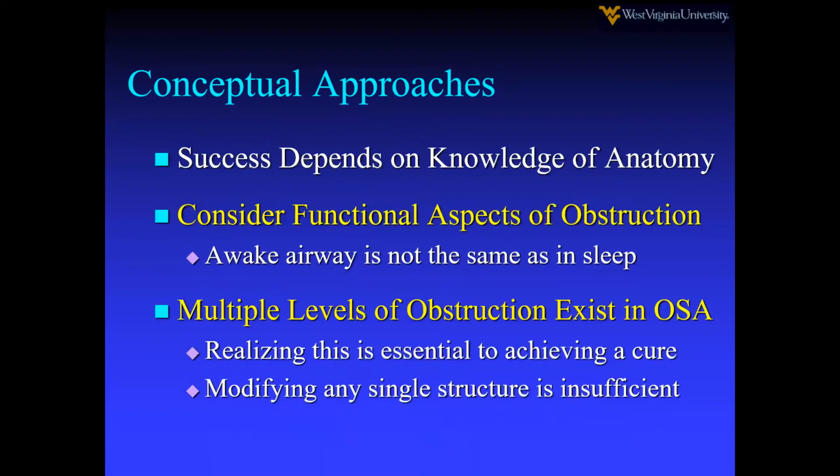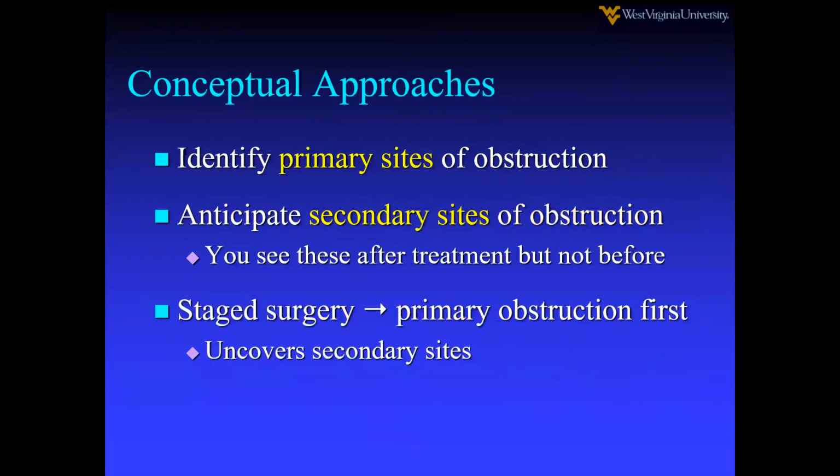Success of surgery depends on our knowledge of anatomy, and we must consider the functional aspects of obstruction because the airway awake is not the same as the airway asleep. And then there are multiple levels of obstruction, probably in 75% of patients. We have to realize this because modifying any one structure, as in the Scher paper I mentioned a moment ago, is generally insufficient. Although some patients will resolve with one procedure, you can't tell them that.